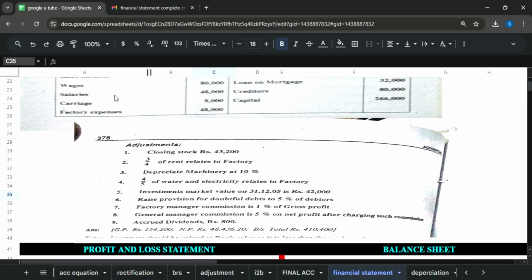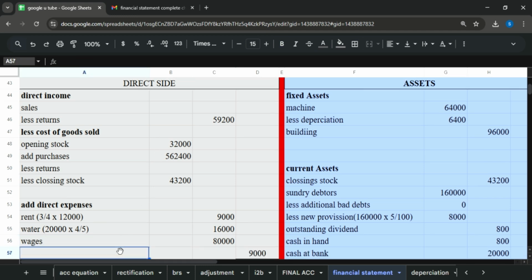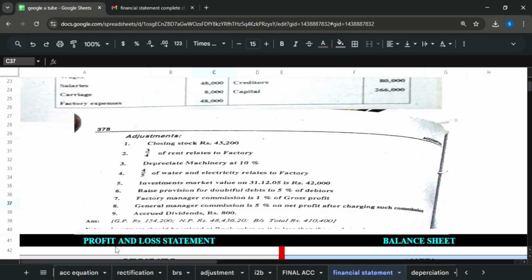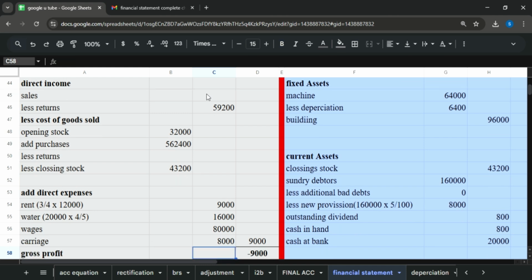All right. After salaries, we have carriage. When carriage is not mentioned as inward or outward, you will suppose it as direct expense. Okay. So here you will write amount of carriage is 8,000. Write down over here 1,000. Okay, what this 9,000 is we will see later on.